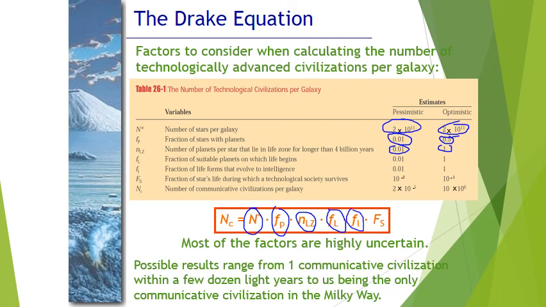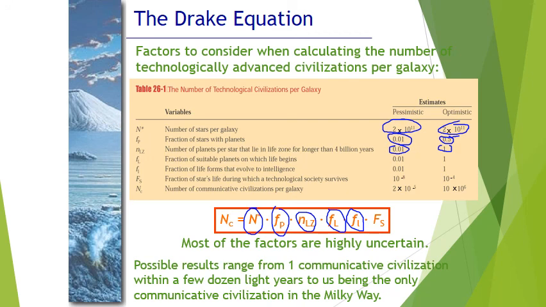Now we move on down to the f with the little i beside it. That's the fraction of life, once it starts. Once we have simple life, what fraction will evolve and become intelligent enough to develop technology that we can communicate with? And there's really no way to scientifically determine that factor.